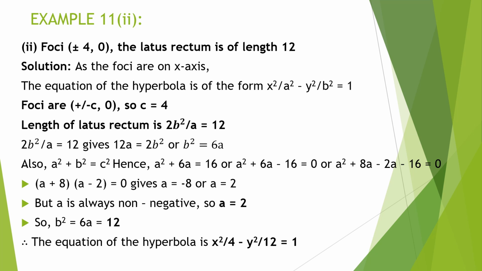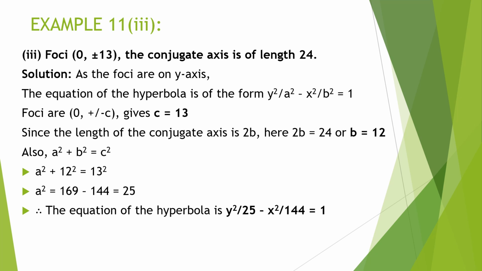Now you have the equation a square plus b square is equal to c square. In that put b square equal to 6a. So on simplification you will get a quadratic equation whose solution is a equal to minus 8 or a equal to 2. But we know a is always non-negative. So possible value is a equal to 2. When a equal to 2, b square is 6a. So b square is equal to 12. Hence the equation of the hyperbola is x square upon 4 minus y square upon 12 equal to 1.